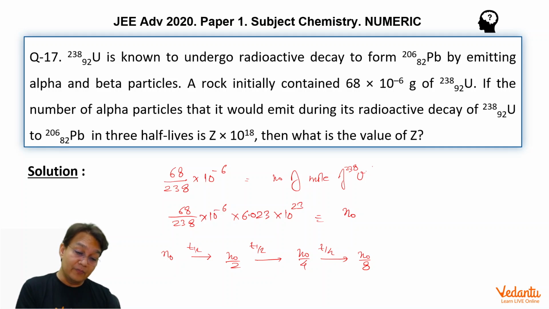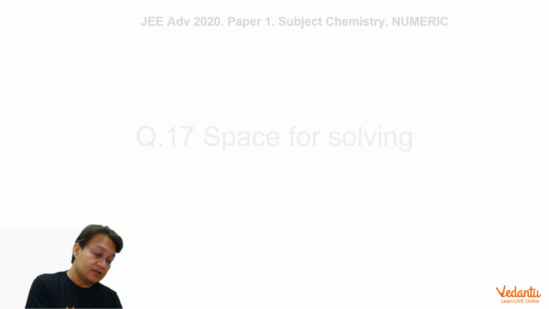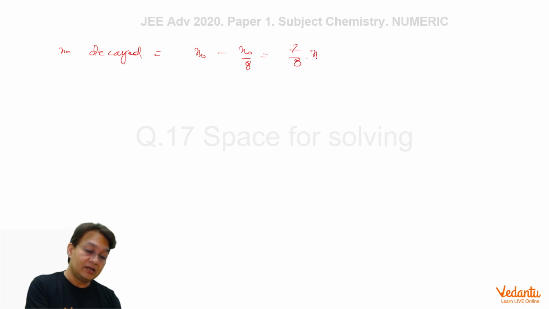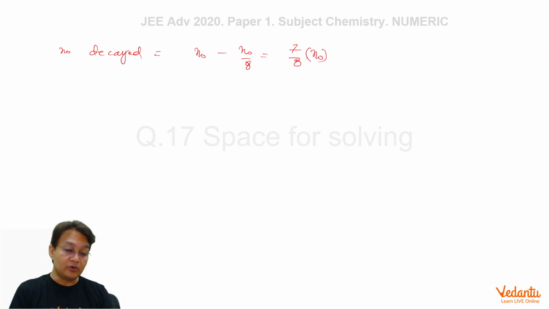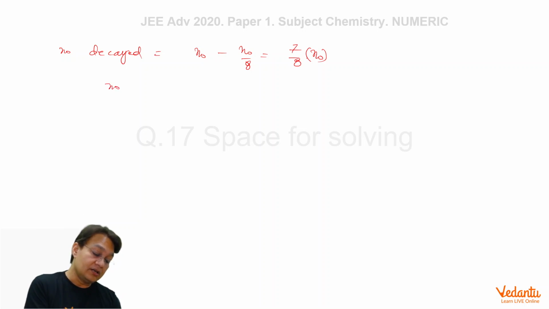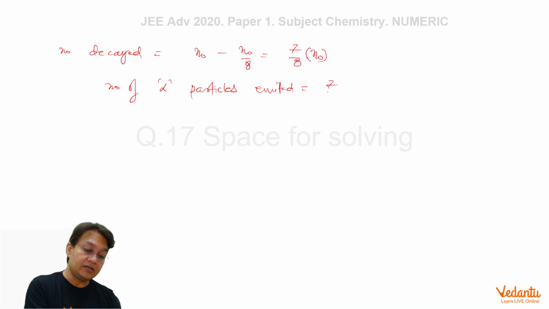So that gives us how many have decayed. Number decayed is equal to N0 minus N0 by 8, which is 7 by 8 N0. So this many uranium atoms have decayed, and in every decay that's going to give you what? 8 alpha particles. So that means the number of alpha particles emitted is equal to 7 by 8 into N0 into 8. That comes out to be 7 N0.